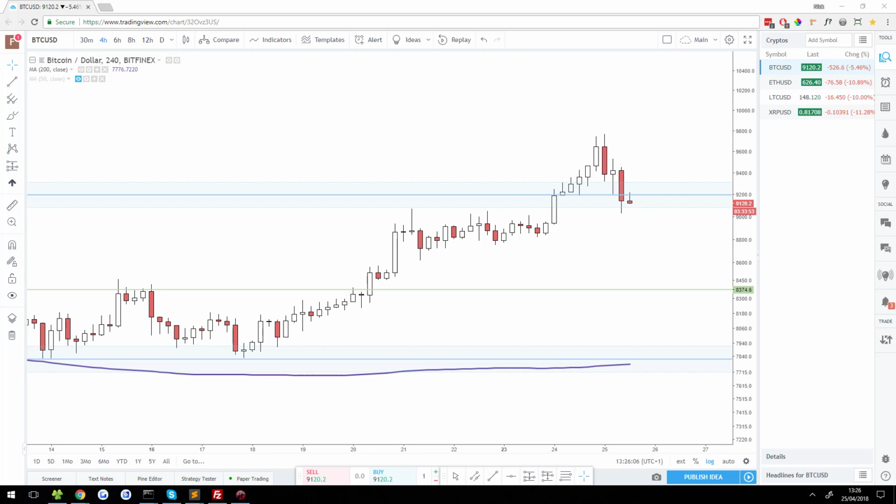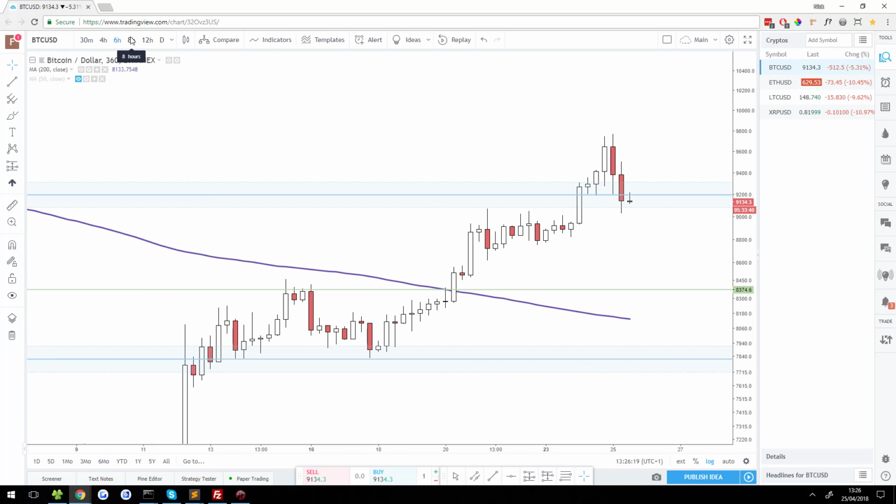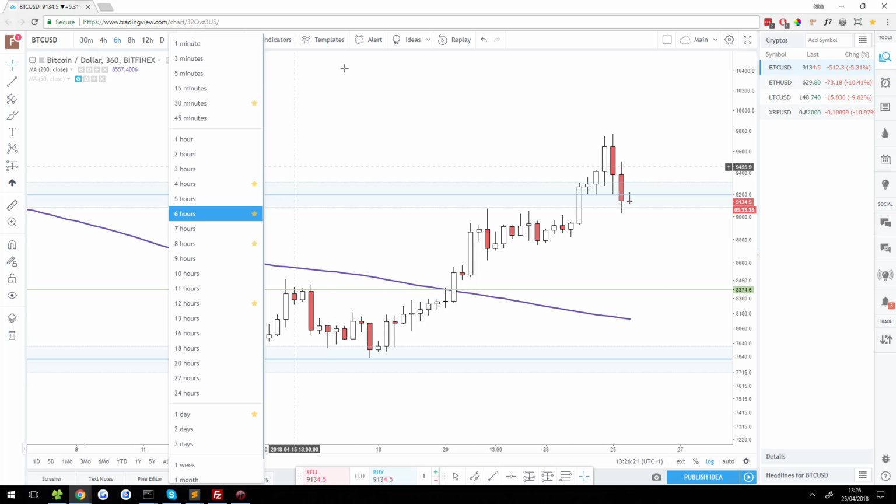I'm looking for a long from here. I'm looking to enter long. I'm looking to buy. We just need to wait a little bit and just see what happens over the next few 4-hour candles. I'm going to be watching this on the 4-hour, 6-hour, perhaps even lower time frames. I just want to get an idea what happens at this support area.